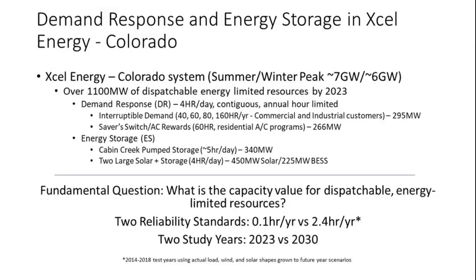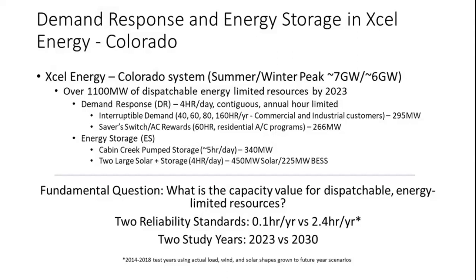So a little background first on what is the Xcel Energy Colorado system, and specifically what are the demand response energy storage facilities that are currently or shortly to be in place in the system. So Xcel Energy Colorado is a 7-gigawatt peaking system. That's the summer, and about a 6-gigawatt winter peaking system. There's over 1,100 megawatts of what I'm just generally calling dispatchable energy limited resources that will be operational by 2023. And I break those into these two pieces, demand response and energy storage.